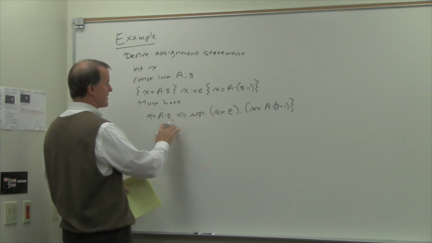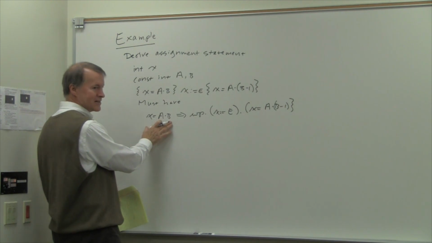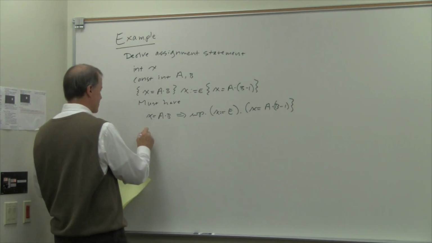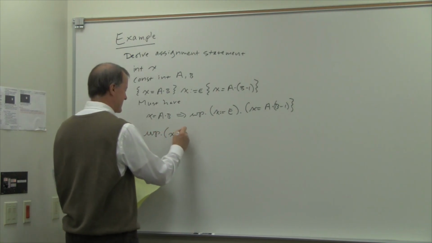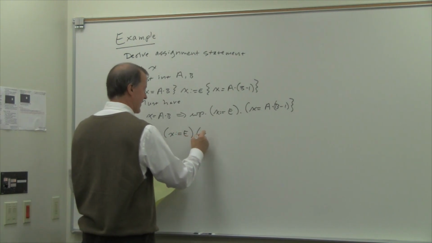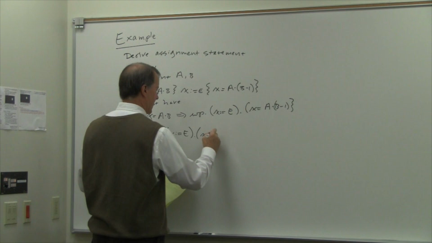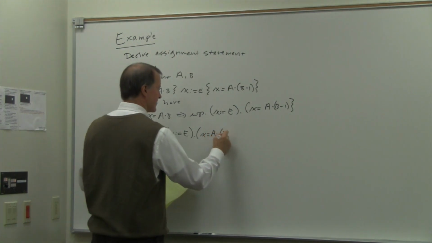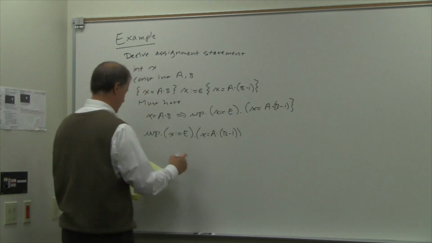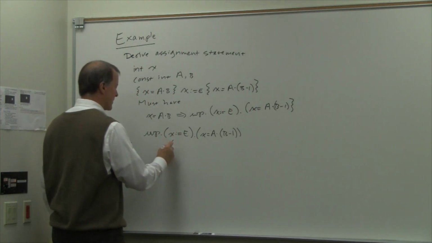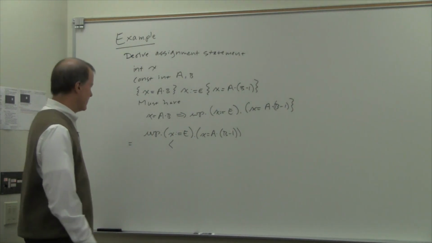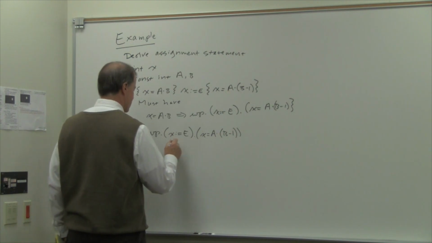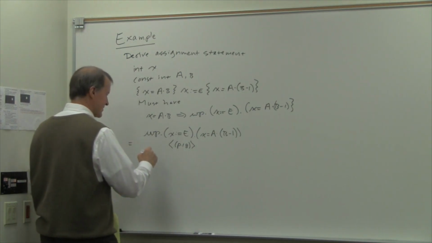So basically, the way we always do this is we assume the conjunct of the antecedent. So let's do WP of X gets E, applied to X equals A times (B minus 1). All right? So this equals... now what theorem, is it P18, tells us the way to do this?